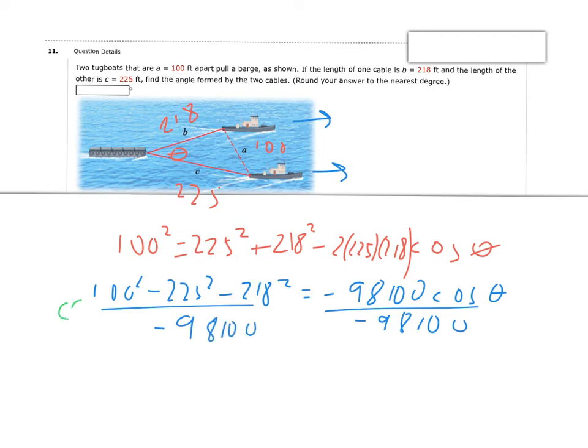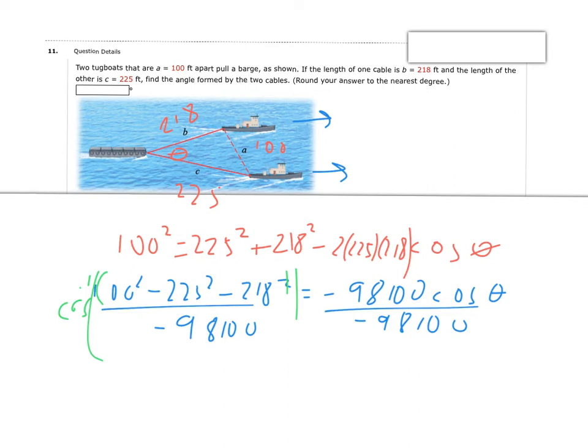And then we'll do a cosine inverse. And I do need those extra parentheses. All right, so let's just type that in the calculator, extra parentheses after the inverse. And then we got 100 squared minus 225 squared minus 218 squared. We'll close one of the parentheses, divide by -9,8/100, and then close the second set of parentheses.